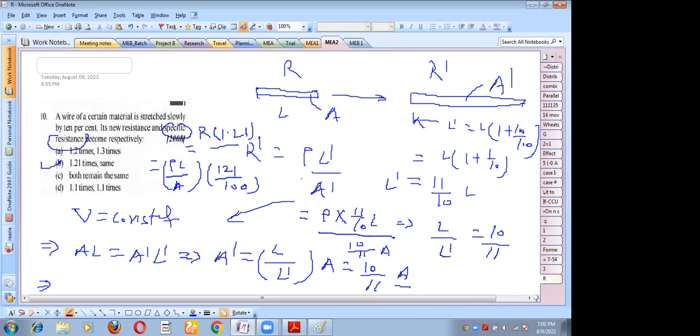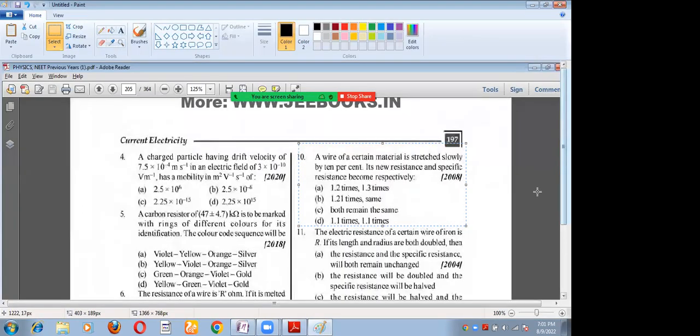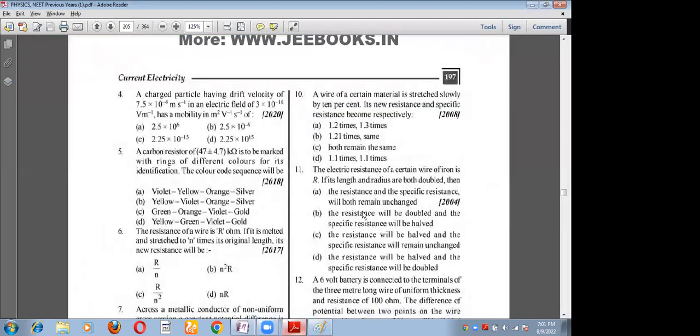Understood my point? Any doubt? Okay. So this is how we should proceed for calculation of resistances. So this was the concept of resistance. Now, generally questions are asked based on this. Let us do one more question based on this. Then we move to the next concept.